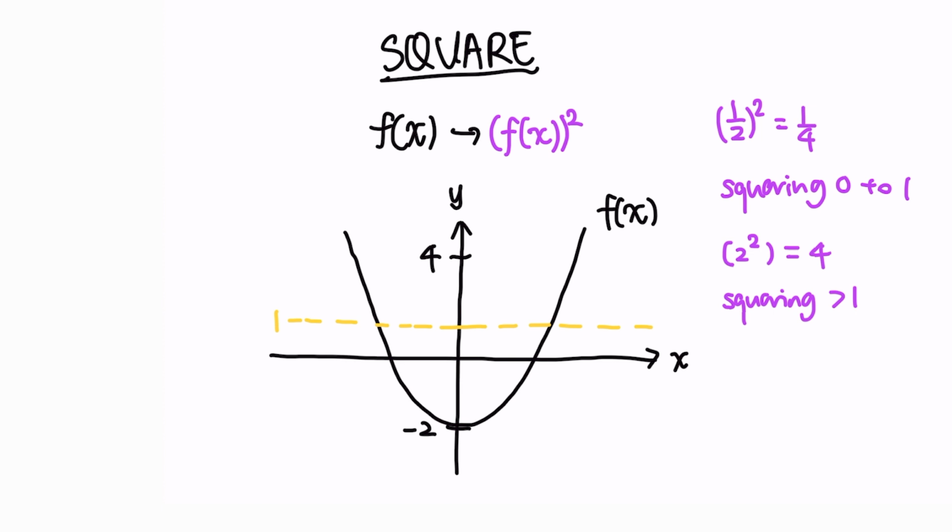For values of f(x) that are between 0 and 1, this means that f(x) squared will be smaller and hence below f(x). So it will look something like this. For f(x) equals 1, f(x) squared would still be 1. So the graphs of f(x) and f(x) squared actually intersect when y equals 1. And for f(x) that is more than 1, f(x) squared will be greater than f(x). Let me draw this a bit properly. The graph will look something like this.